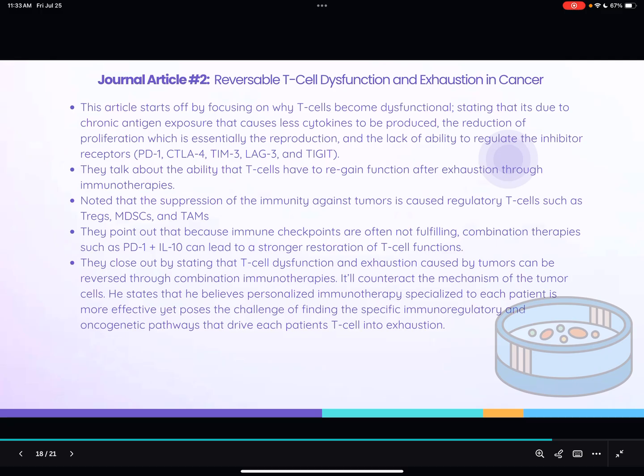They close out by stating that T cell dysfunction and exhaustion caused by tumors can be reversed through combination immunotherapies. It'll counteract the mechanism of the tumor. He also states that he believes personalized immunotherapy specialized to each patient is more effective, but it poses the challenge of finding the specific immunoregulatory and oncogenetic pathways that drive each patient's T cell into exhaustion in the first place.